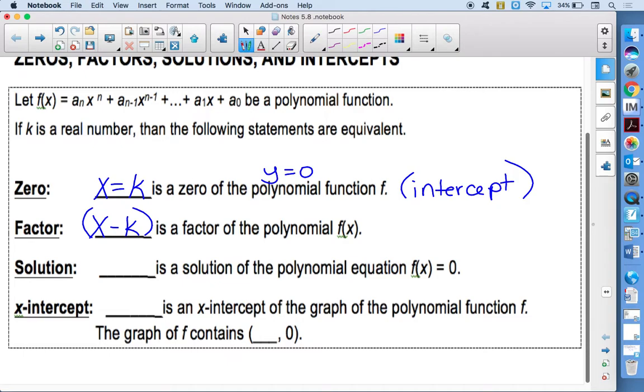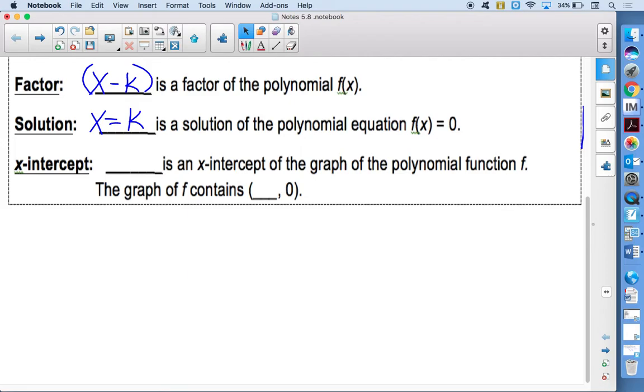So a factor is in parentheses, but a factor can find the 0. A solution, if I'm solving for x and just finding the solution, that's also in x equals form. And that was that question on the top of the page from your quiz that I just gave back to you, where it said find the real solution. So if you're finding a solution, your answer should be x equals. Well, if I'm finding a 0, my answer is also x equals. They mean the same thing. I could tell you to find a 0, I could ask you to find a solution, and you just have to understand that I really just need to solve for x. The last part is an x-intercept, and this is where it takes us into the actual graphing part. K is an x-intercept of the graph of the polynomial function, because the graph contains the point k comma 0.